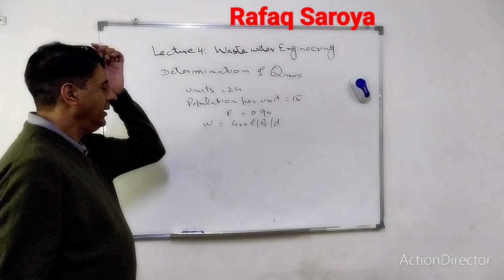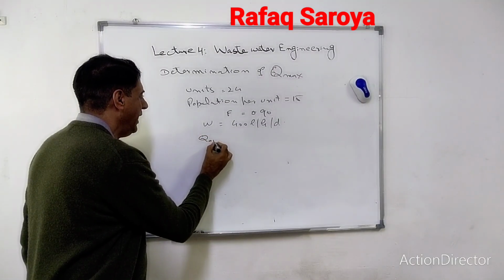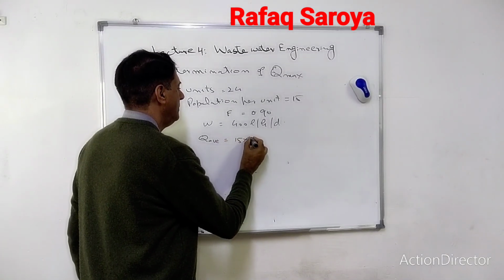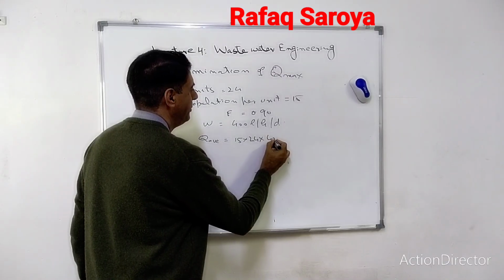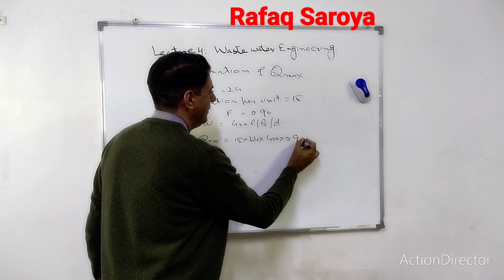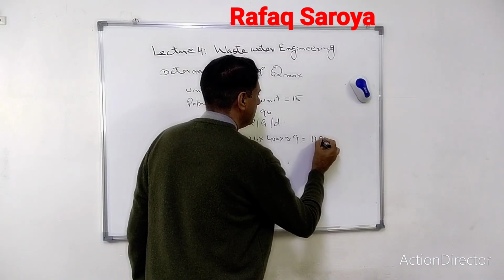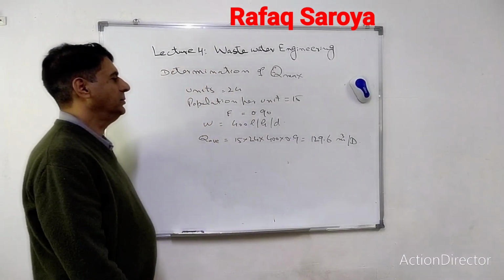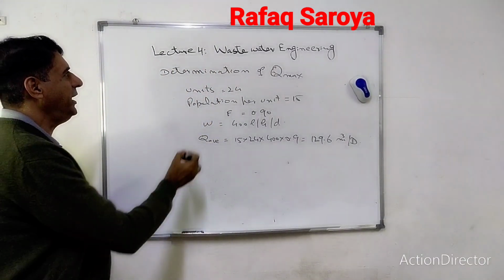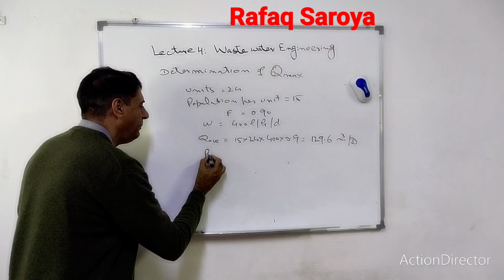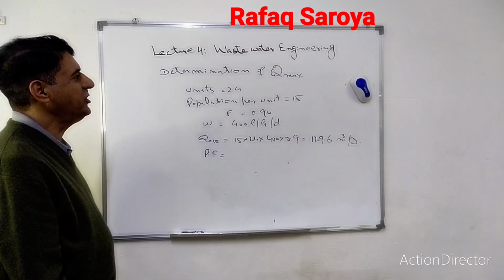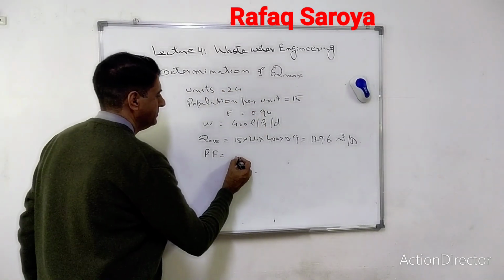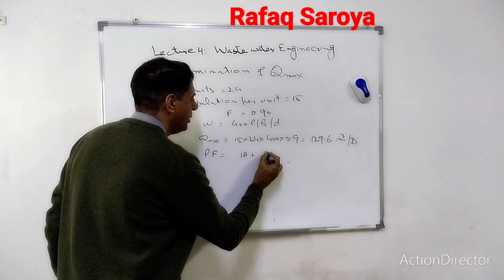With this data, I have already found the value of Q average. It is equal to 15 multiplied by 24 multiplied by 400 multiplied by 0.9. It comes out to be 129.6 meter cube per day. Now, this is the Q average, but we have to determine the Qmax. For this, we will first determine the peak factor. And how much is our total population? This 24 into 15 comes out to be 360.